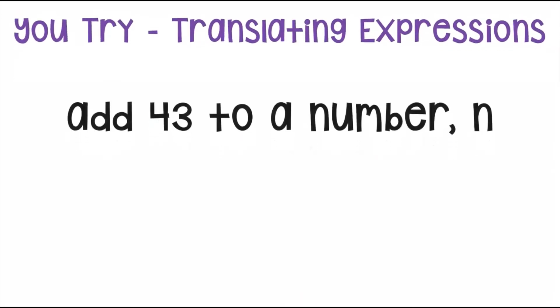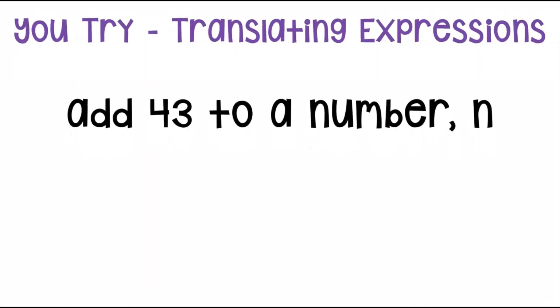All right, now you try. Add 43 to a number n. We're going to translate that into symbols. First, we need to identify the keywords that help us know what operation we're going to use. Here, that keyword is add. And we're going to add 43 to n, which means we need to start with n and then add 43.